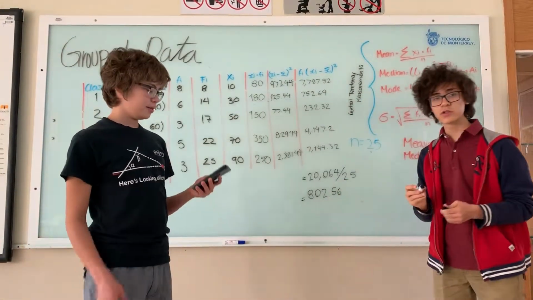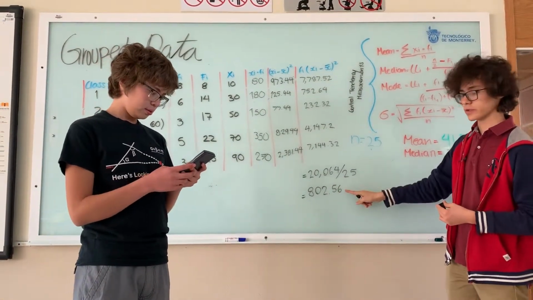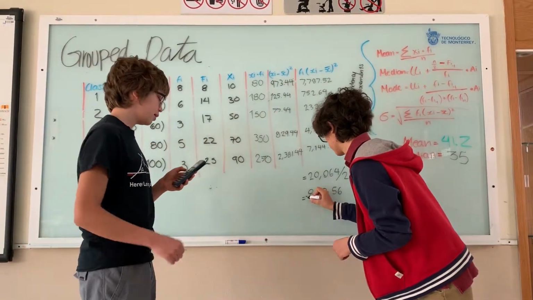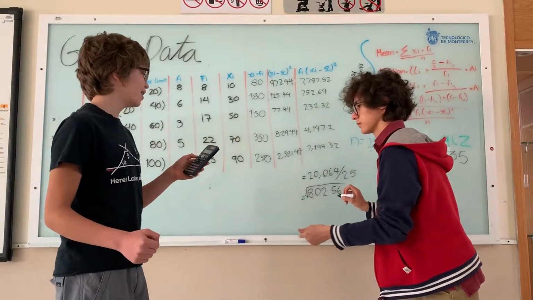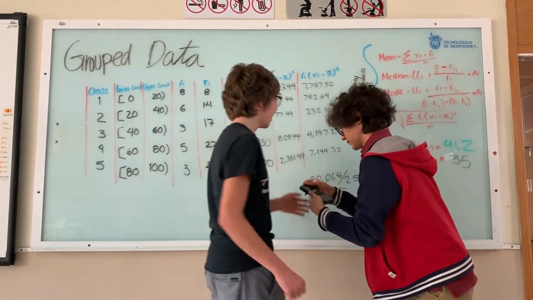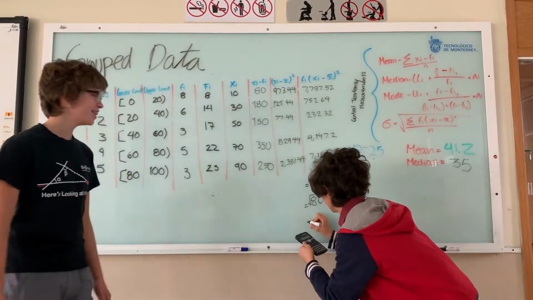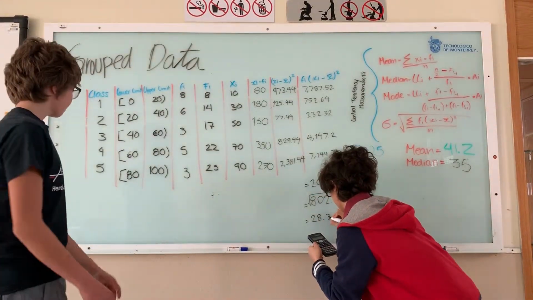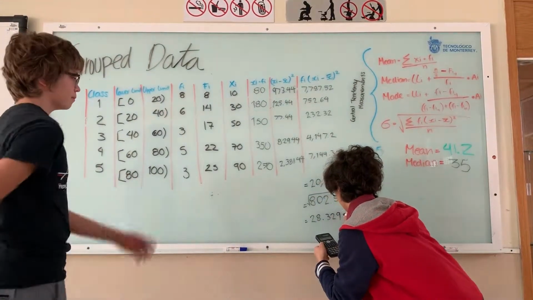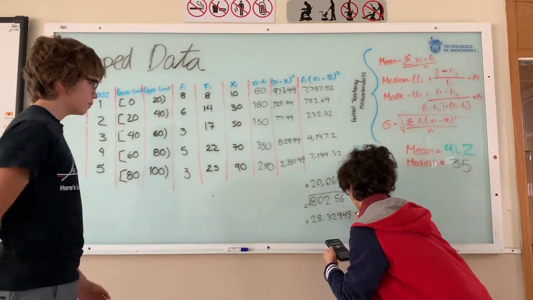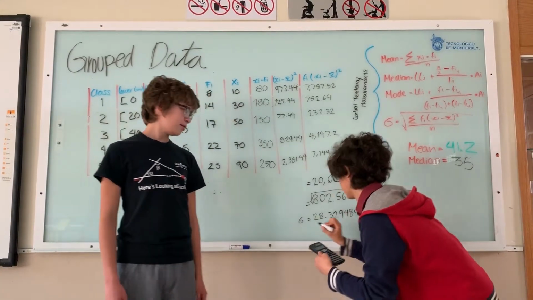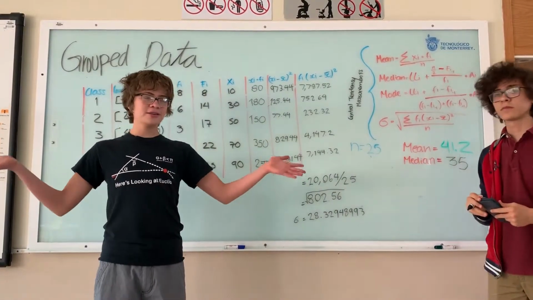And finally, we need to calculate the square root of this result. Which is 28.3294. And we would be done with the standard deviation.